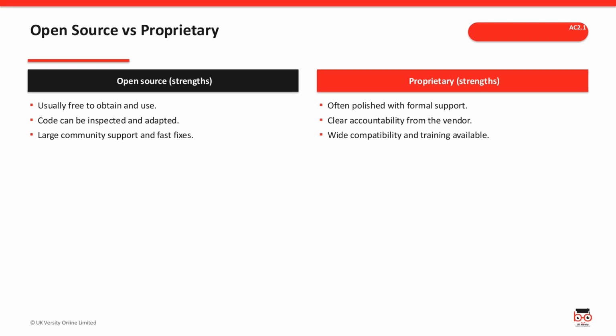Let's weigh up the strengths of each. Open source software is usually free to obtain, its code can be inspected and adapted, and a large community often means fixes appear quickly. Proprietary software tends to be more polished, comes with formal support and clear accountability from the vendor, and usually offers wide compatibility and readily available training. Neither is simply better. The right choice depends on what an organization needs and how much it can spend.